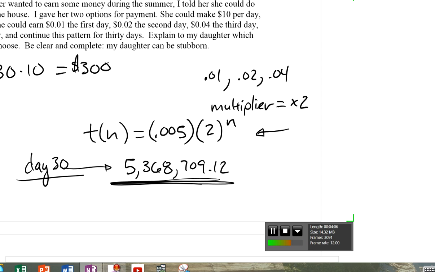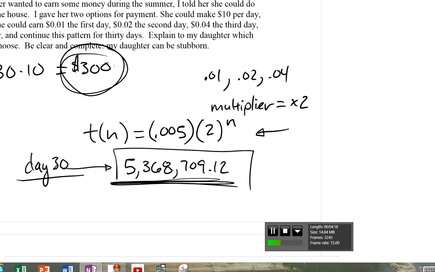The big point is, of course, this is what you should choose. Small numbers become really big quickly because of exponentiation. Exponents are a powerful thing, but probably the smart thing to do is tell your daughter, look, your dad, there's no way, so just take the $300 because he's just being weird. Next question.